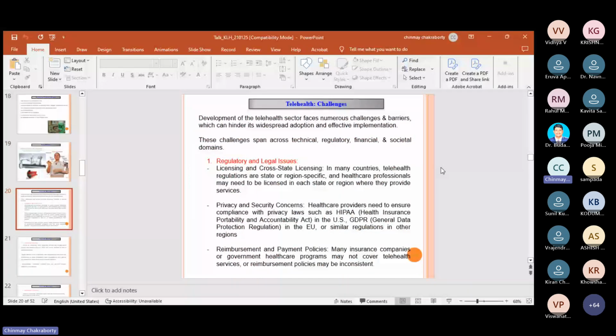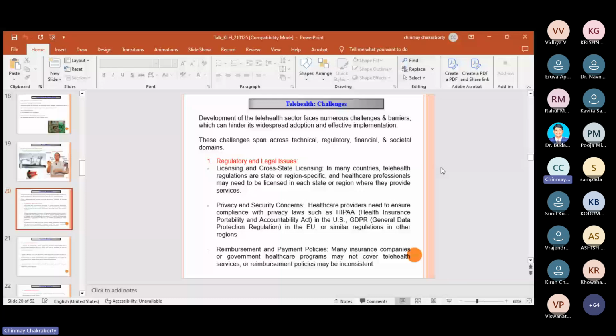Telehealth is one of the major issues. First, we need to study, as per your presentation, what the challenges are. So challenges and barriers definitely exist. Till now it has not been purely implemented because of so many drawbacks.